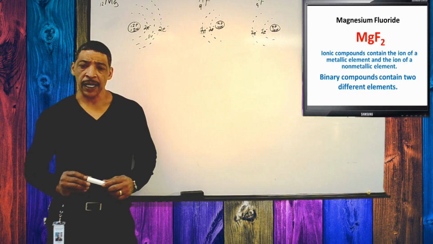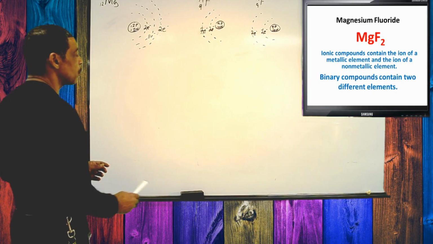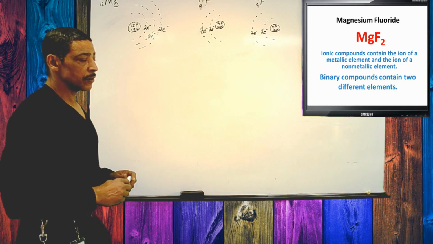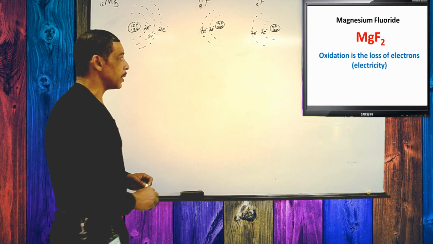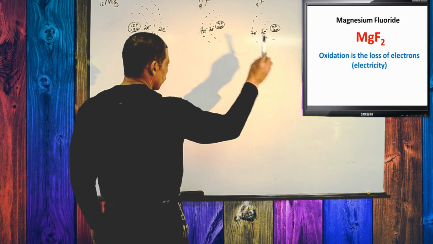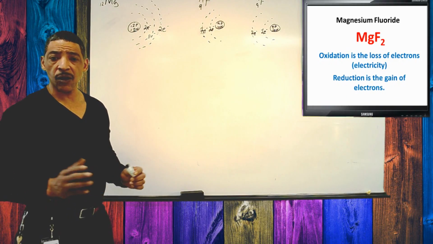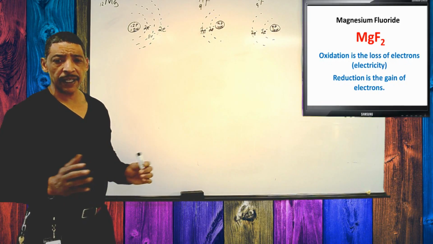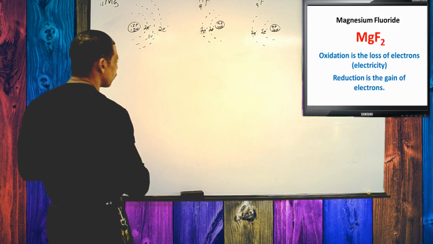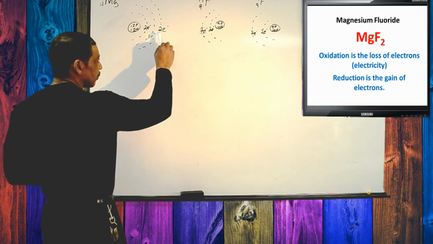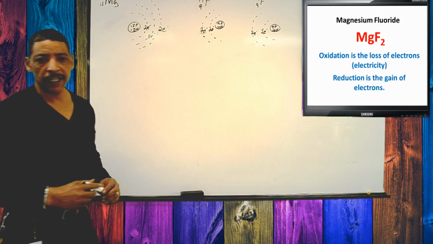During the process of ionic bond formation, the metallic element, in this particular case magnesium, will lose its two valence electrons, and the two non-metallic atoms of fluorine will gain one electron each. The process of losing electrons is called oxidation, and the process of gaining electrons is called reduction. So during the process of ionic bond formation, electrons are transferred from the metallic element to the non-metallic element.